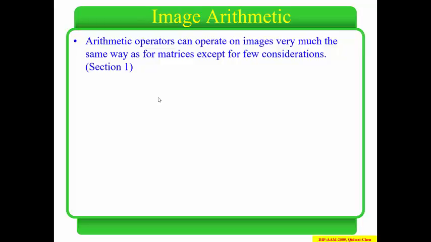on images. If we look at the images from the point of view of MATLAB, we can see that the image actually is in the form of a matrix, right? Okay. So once I have converted my image in the form of a matrix, then after that I can do on it any matrix operations that we know. Whether arithmetic operations, logical operations, etc. Okay? So we will say that arithmetic operators can operate on images very much the same way as for matrices, except for some few considerations that we'll consider as we go.